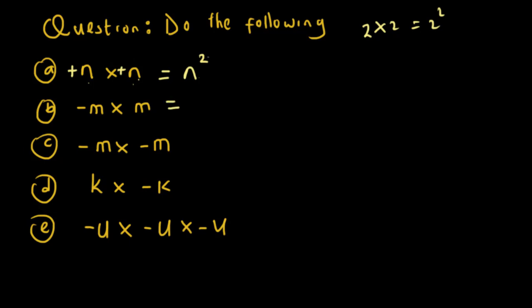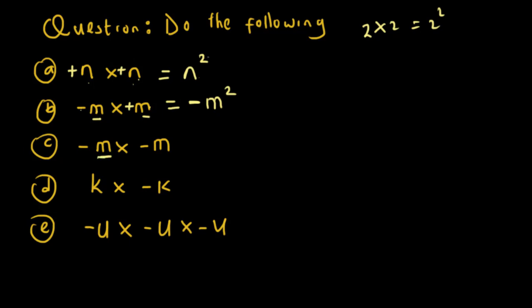Let's do B. Number 1, take note of the sign. The sign of m is minus. The sign of the second m is plus. Multiply the signs. Minus times plus is minus. M times m is m squared. Do you understand?